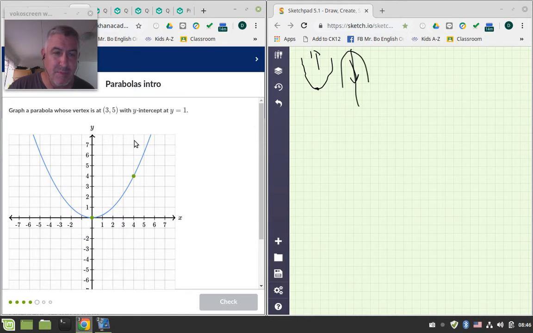Okay. We want the vertex, and we have a y-intercept, which we don't normally talk about, but it's okay. So the vertex is at 3, 5. 3 is our x value. 5 is our y value there, so that's 3, 5. And our y-intercept is at 1, so y-intercept means it crosses the y-axis at 1. There we go.